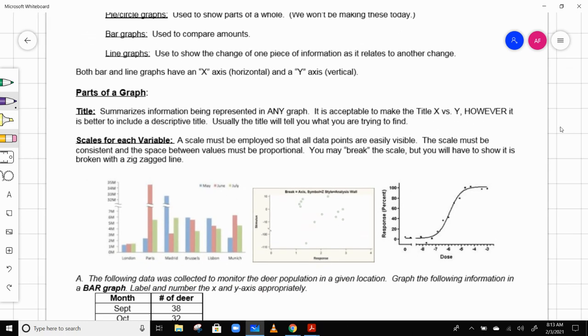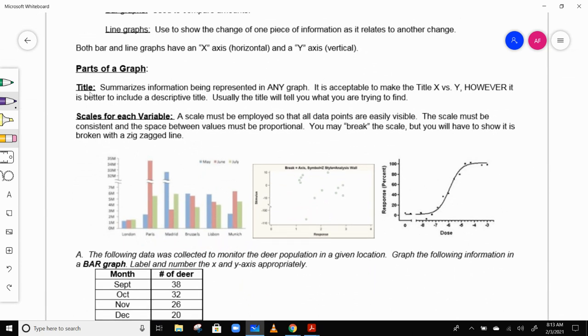All right. The different parts of the graph that we have to point out here. The title summarizes information being represented in any graph. It's acceptable to say the title can be like X versus Y. So like whatever your response versus stimuli, or velocity versus time, dose versus response percentage, if we're looking at these different graphs, so X versus Y. But typically, if you can, you want to write a title that tells us something new, tells us something different.